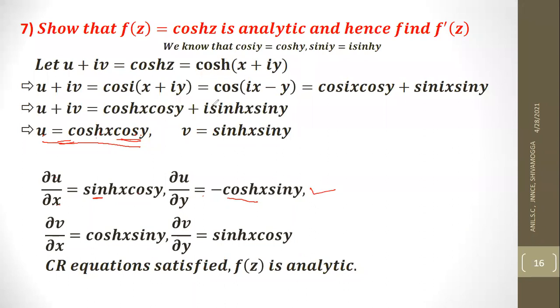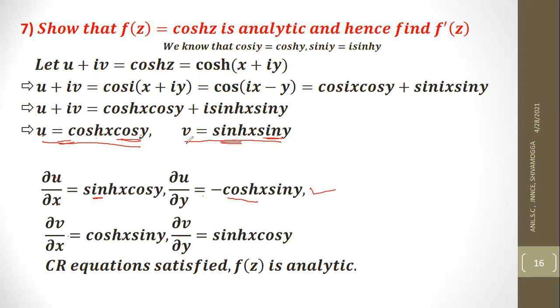Now, let's consider v. Differentiate this v partially with respect to x. It is denoted by del v by del x. Since this is partial differentiation with respect to x, sin y must be treated as constant. Therefore, let's keep this sin y as it is. Derivative of sin hx partially with respect to x is cos hx.